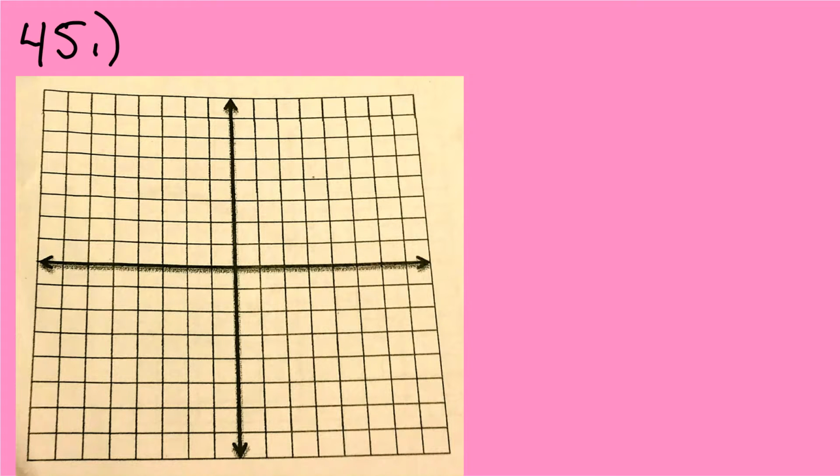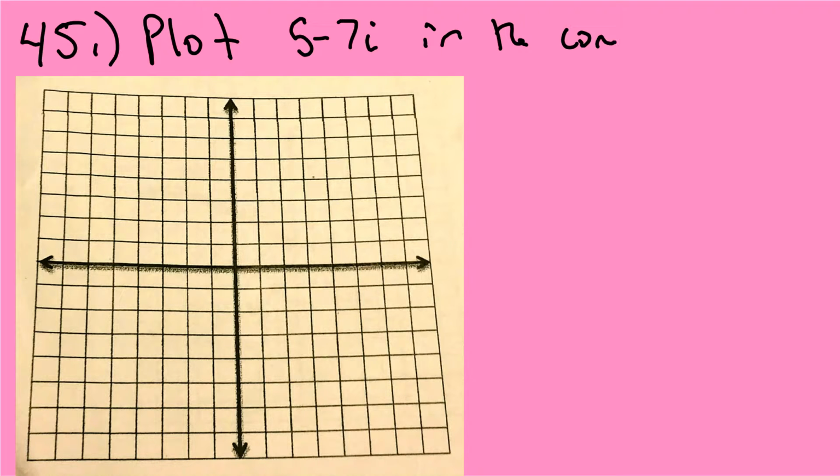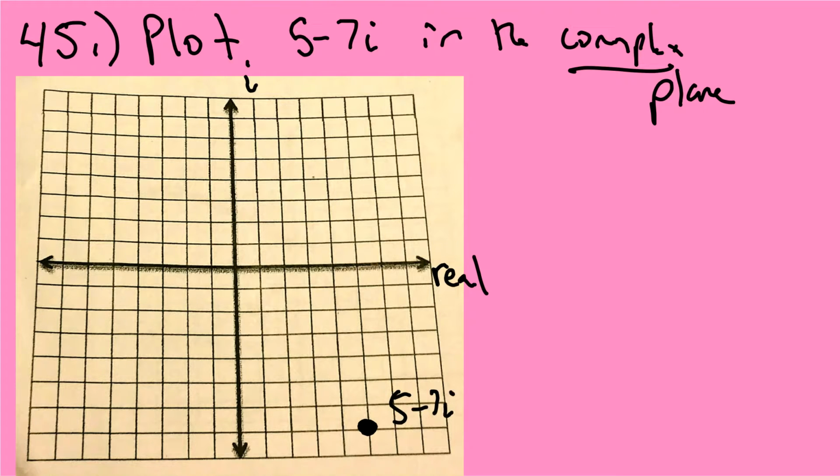So 45 says plot the complex number 5 minus 7i in the complex plane. Now, if you don't know that, this word complex plane means I have to write and say that this is the real axis and this is the imaginary axis. Most people forget that part. Then after that, it's really easy. You go over 5, down to 7. So 5 minus 7i is right there. And that's it.